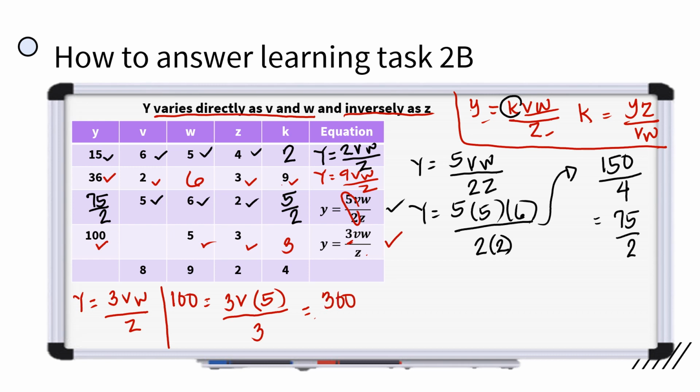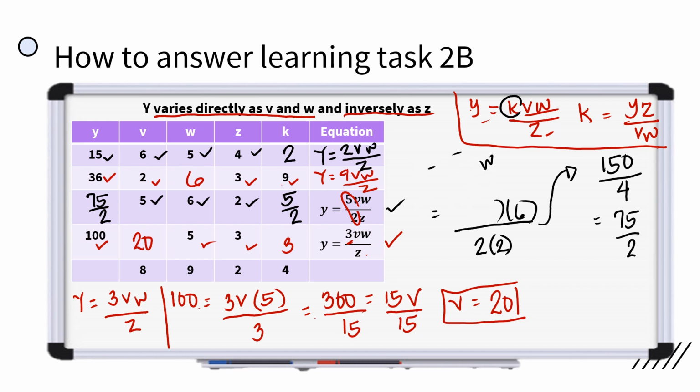Ulit, paano nakuha yung 300? 100 times 3. Then, 3 times 5, 15v. Then, divide lang natin both sides by 15 para makuha natin yung value ng v. So, value of v, 300 divided by 15 ay 20. So, value ng v natin ay 20. So, that is for our third and fourth line. We proceed to our last one.